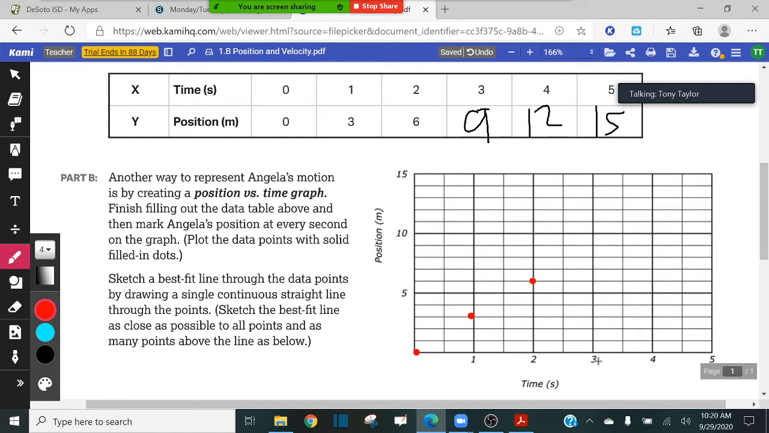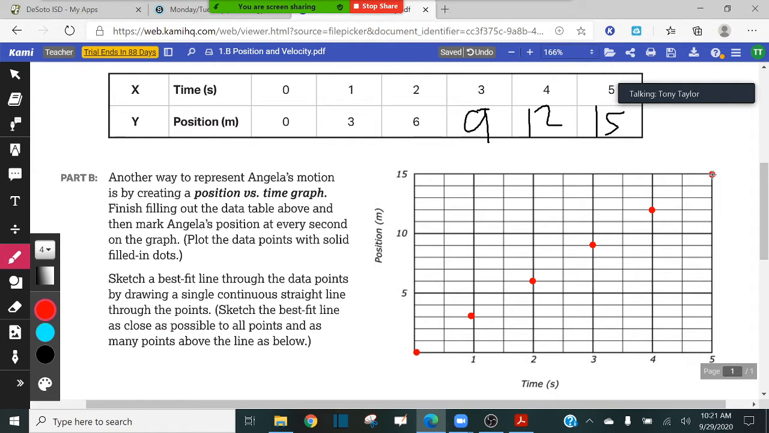Okay, at 3 seconds, she's at 9 meters. So this is 3 seconds, and go up to 9. Again, we're just graphing these points. At 4 seconds, she's at 12 meters. So go up to 12, which is here. So 4 seconds is at 12 meters, just here. And then lastly, at 5 seconds, Angela's at a position of 15 meters.